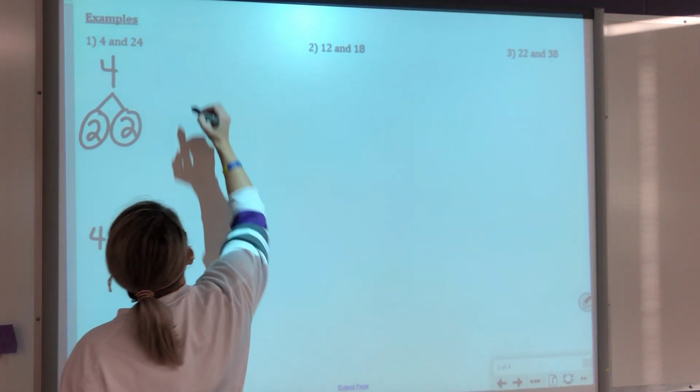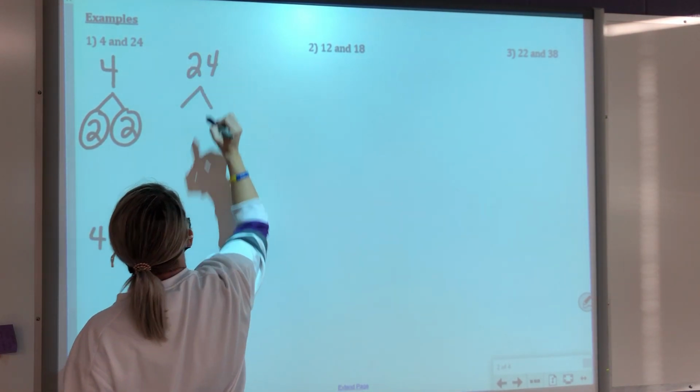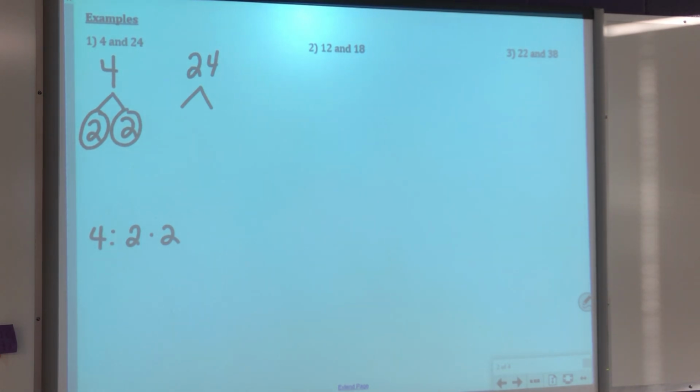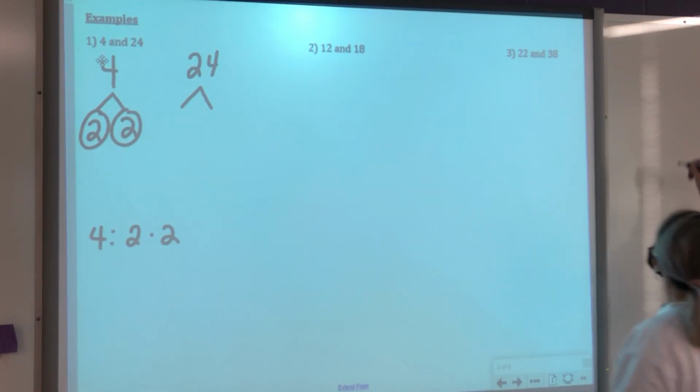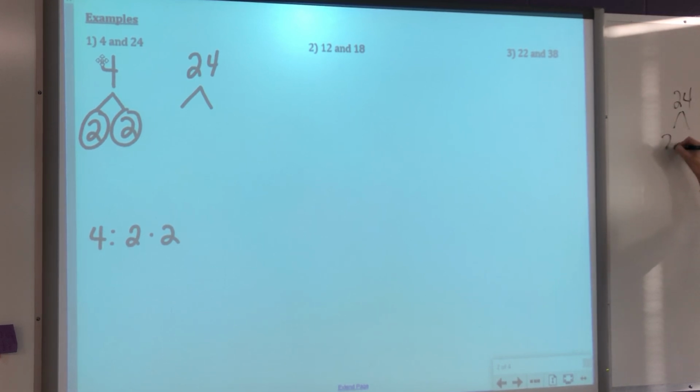Then 24. It can be more than 1 pair of factors. You're exactly right. But does it matter which? So let's think about this. Looking at 24, you can have 12 times 2, 6 times 4, 8 times 3. 4 times 6, and 12 is 2 and 6, 2 and 3. Okay, so 24 breaks down into 2 times 2 times 2 times 3.